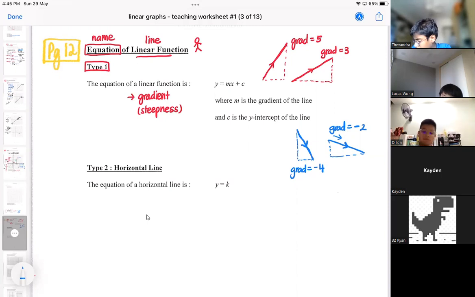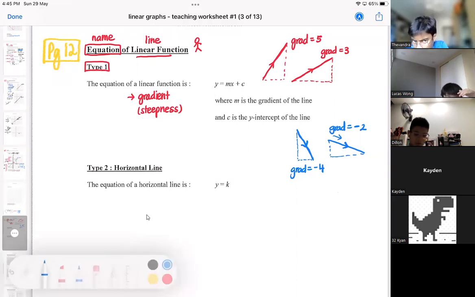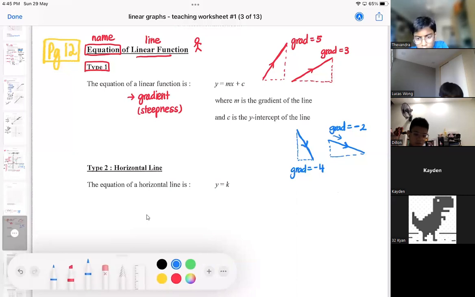I think all of you are old enough already, so maybe you don't go to the playground so often. If you go to the playground, there are certain things you have to climb up that are very steep. That idea of steepness is the gradient. Gradient can be a positive gradient or a negative gradient. The bigger the number, the steeper it is. So we will characterize a linear function with gradient.